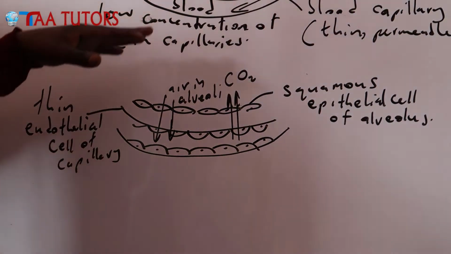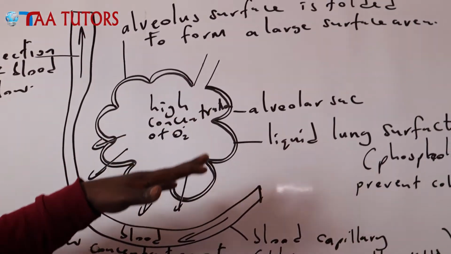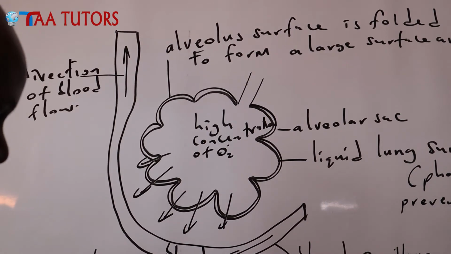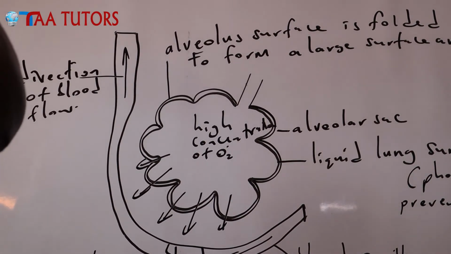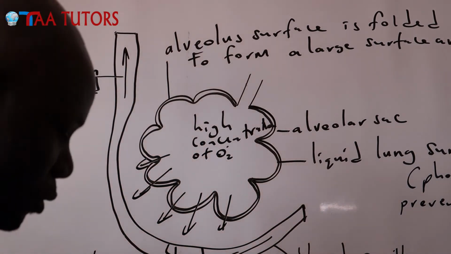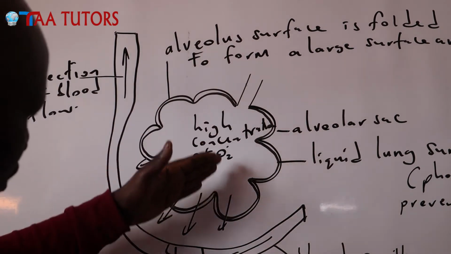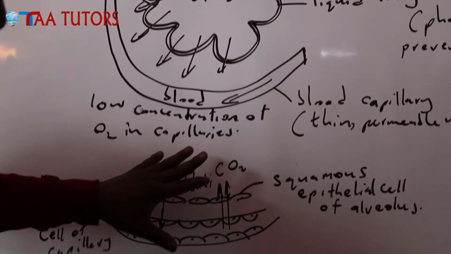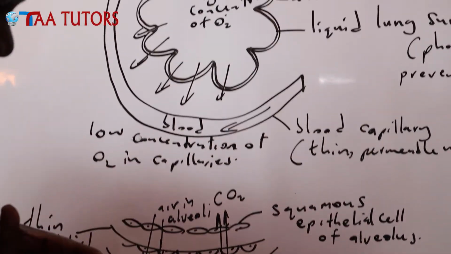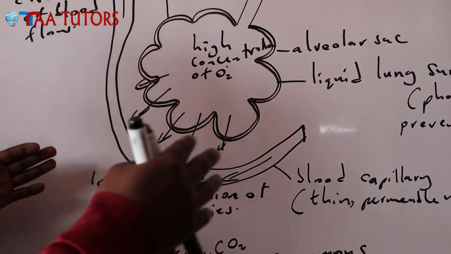I want you to understand that it is very important for us to note that. Now I want us to illustrate on these surfaces the efficient features we have talked about and how they are maintained. I have talked about the distance, and then the steep concentration gradient, and how it is maintained, with the gas coming out and coming in. Then the alveoli, like you can see, are very numerous, so that they provide a large surface area.